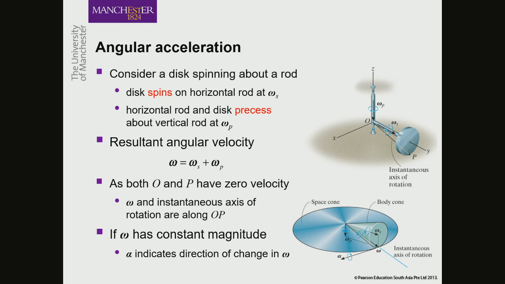It will give you the sense that you are observing the body cone, but the axis will also be rotating because we have omega p, the rotation angle. Based on this angle, the instantaneous axis of rotation will also create the space cone.